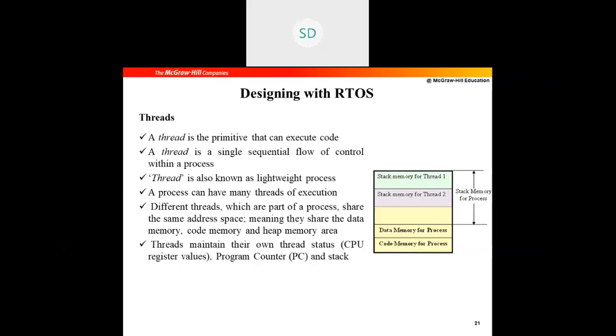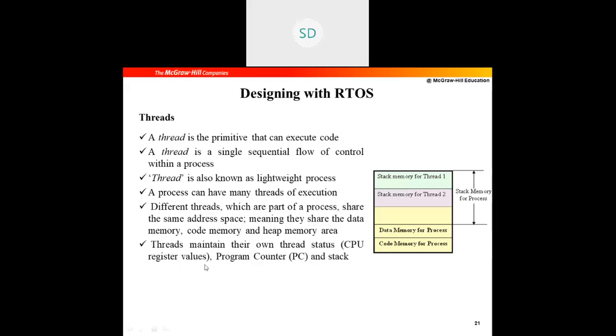Whatever data memory is allocated and whatever code memory is allocated to the process, the same memory is meant for that thread also. Again, a separate memory will not be allocated. And one more thing: the stack memory that has been allotted to that process will again be subdivided, remember, into the form of threads, and each portion of stack memory is allocated to each thread. That is the execution phase.